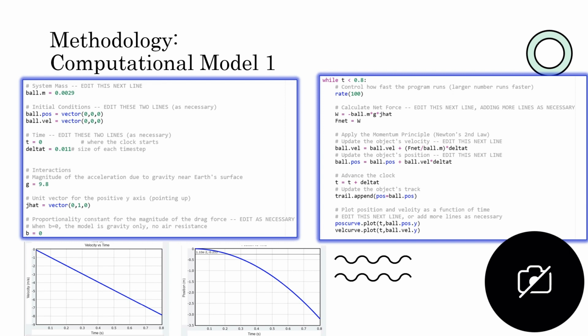Without the inclusion of any opposing forces to gravity, the predicted final position of the system is lower, indicating that the object falls faster than it actually does.